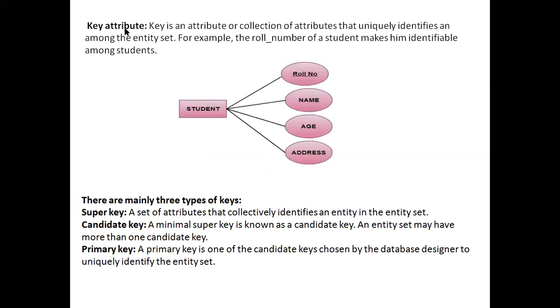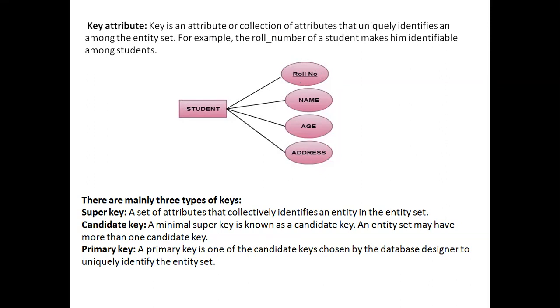Number 1, key attribute. A key is an attribute or a collection of attributes that uniquely identifies an entity among the entity set. For example, roll number. Roll number makes a student identifiable. We can identify a particular student by their roll number. But two or more students can have the same name, while two or more students cannot share the same roll number. Roll number is different for different students.